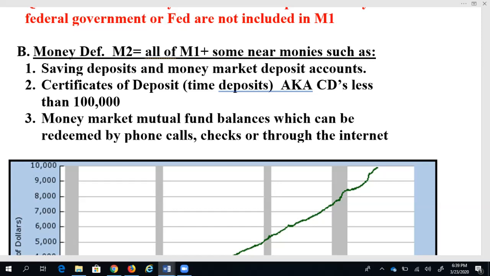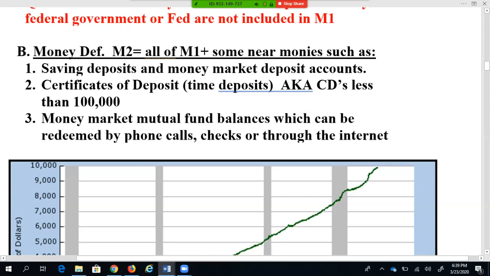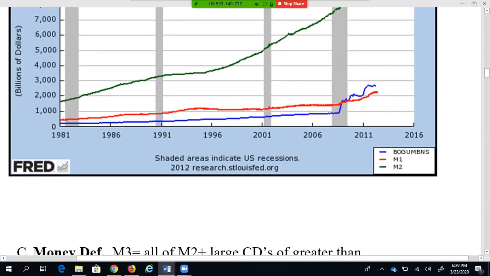CDs of less than $100,000 are in M2, and those are small time CDs. And money market mutual fund balances, all right? That's individual money market mutual funds. If you have money in a stock account, where do they park it while you're not using it? That's called a money market mutual fund. They put the money in that. It earns maybe a savings account level of interest. It doesn't earn a lot of interest, but that's what a money market mutual fund is. All right, so that's M2: all of M1 plus savings, small time CDs, and individual money market mutual funds.